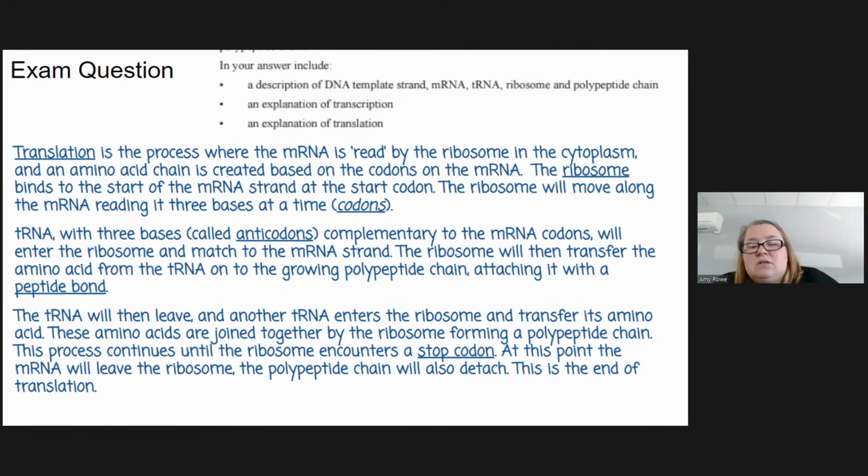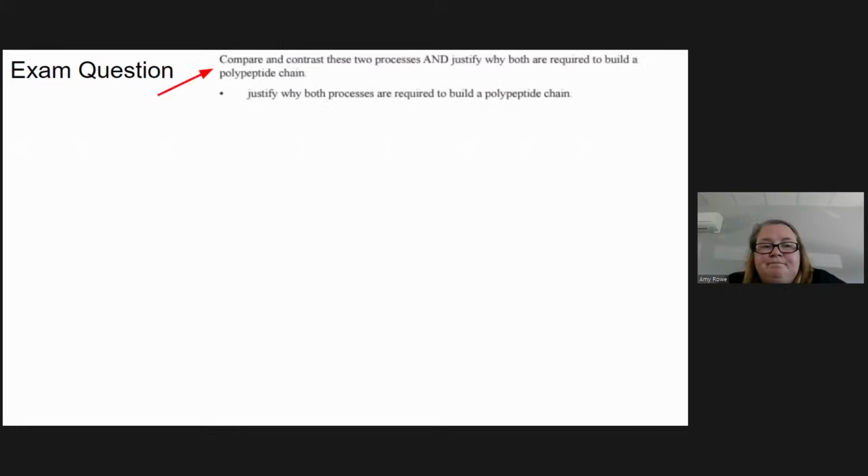the ribosome encounters a stop codon. The stop codon tells the ribosome that translation has finished, and at this point the mRNA will leave the ribosome, the polypeptide chain will also detach, and this is the end of translation. So again, you can practice your descriptions and being as concise as you can, but making sure you're still including a lot of the detail in there.